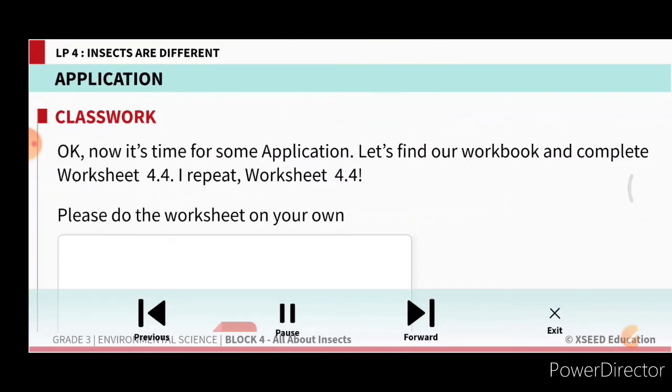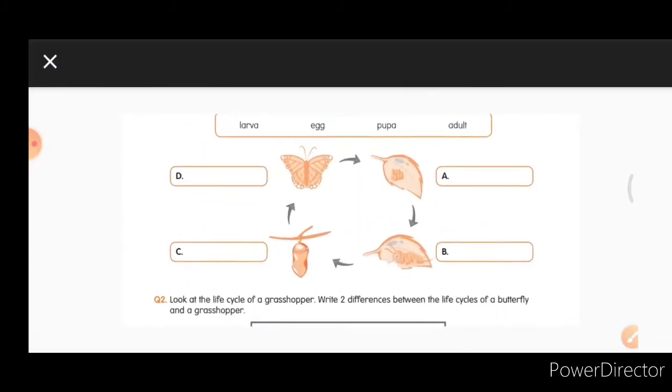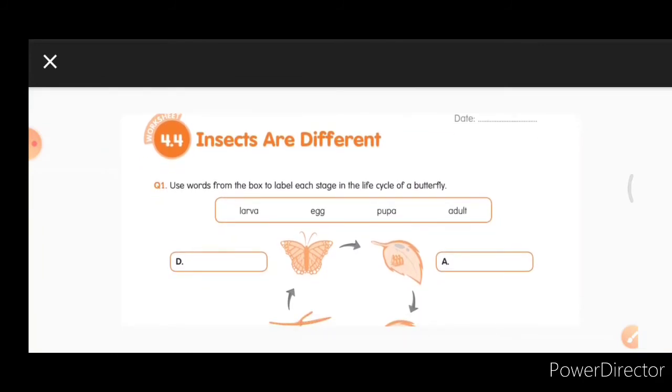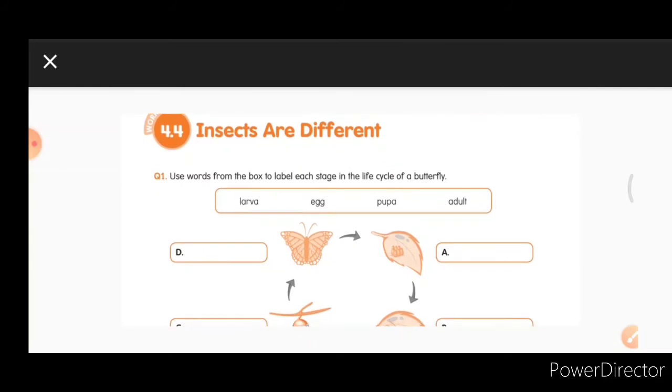Now, all of you open your workbook, children. All of you take out your workbook. This is 4.4. Open your workbook to 4.4. Put today's date. So, this is insects are different.